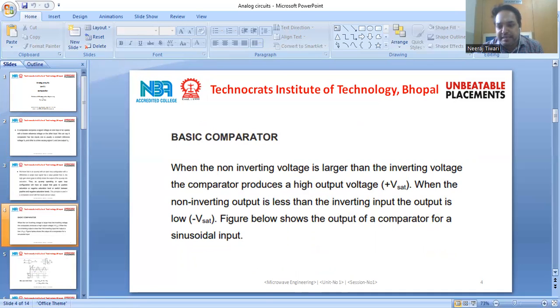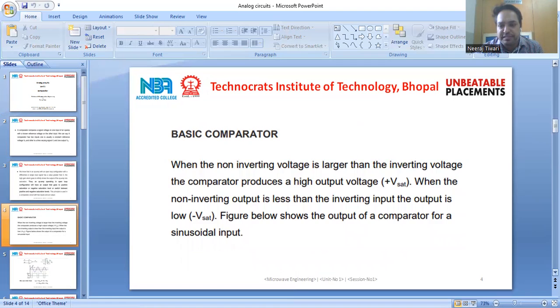So what about the basic comparator? As I told you, we can see two types of comparator. First one is a non-inverting comparator, and second one is an inverting comparator. If you are applying a time varying signal at the non-inverting terminal, then it is called a non-inverting comparator. If you are applying a time varying signal at the inverting input terminal, then it is said to be an inverting comparator. And the output goes from plus V saturation to minus V saturation.